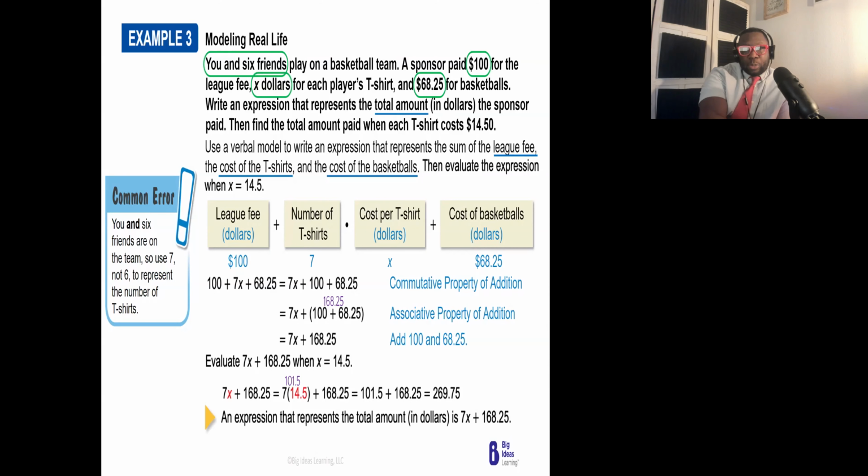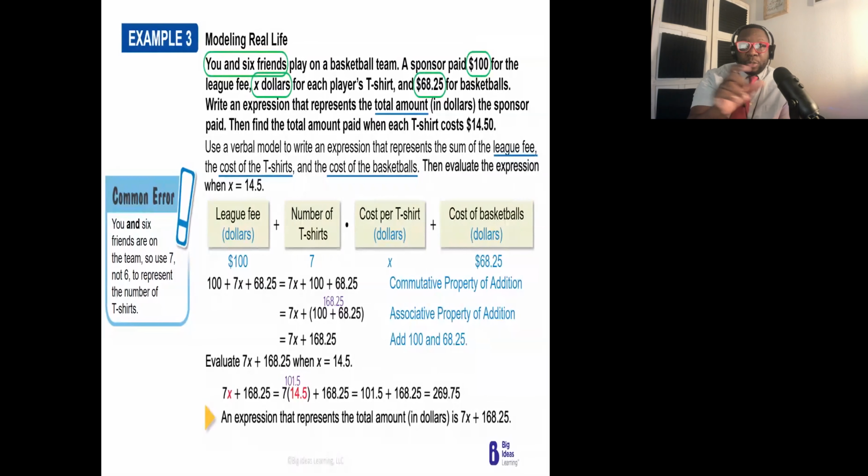Let's just pause for a moment. I know there's a lot on the screen. There's a lot in that PowerPoint. Do we recognize each part of that expression as to how we got to the final expression? The fee, number of t-shirts, cost of the basketballs, and then cost of the t-shirt. If you could identify those 4 things, then you could write this expression.